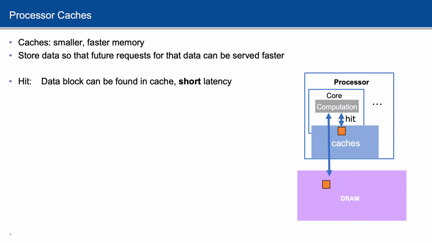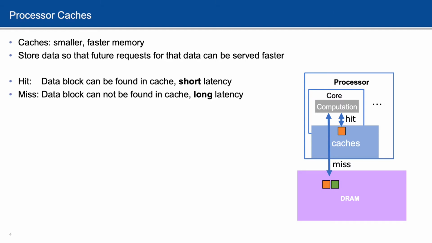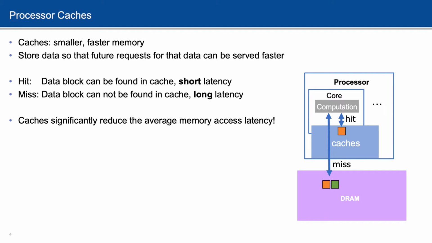This is called a cache hit. But if I have another data block that's not in the cache, we still need to fetch the data from DRAM. This is called a cache miss. This will cause long access latency. But overall, today's processor cache has very high performance that significantly reduces average memory access latency. But on the other hand, since there is a time difference between hit and miss, the timing will leak information.